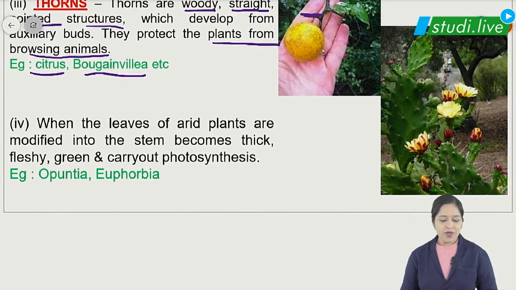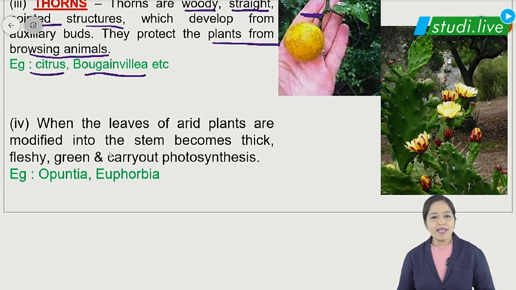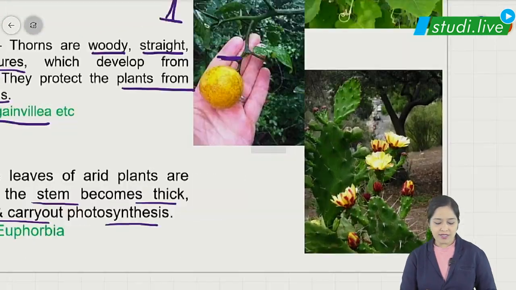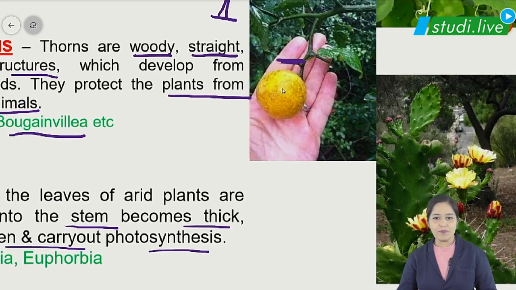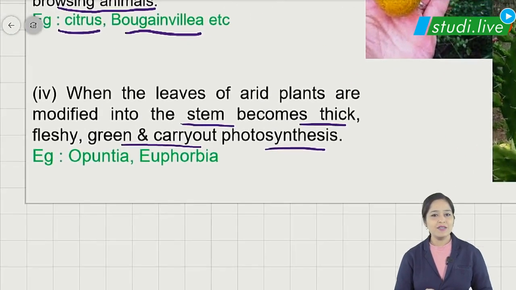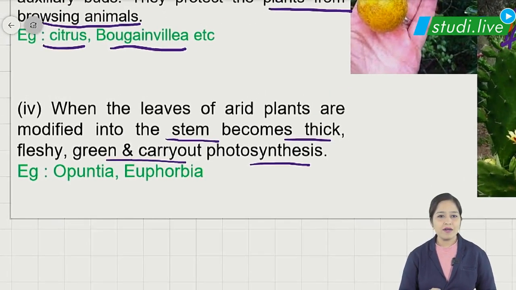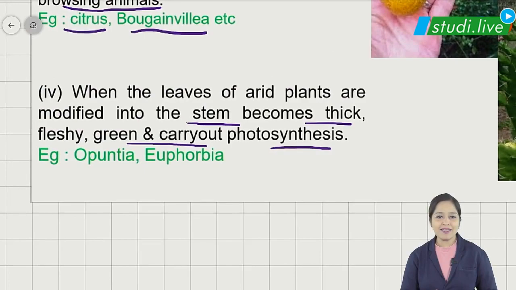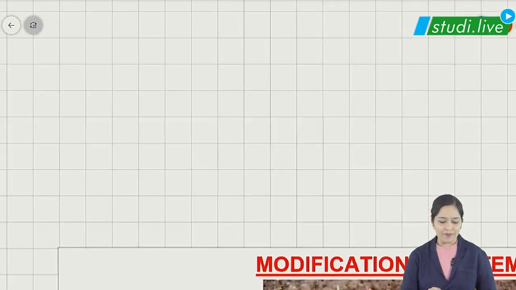Here we can see when the leaves of arid plants are modified into stem, they become thick, fleshy and green, and they carry out photosynthesis. So that is the fourth one. This is an example of phyllodes, wherein the leaf has become flat and green, and it is performing photosynthesis. So here it is getting modified into stem. The examples are opuntia and euphorbia.